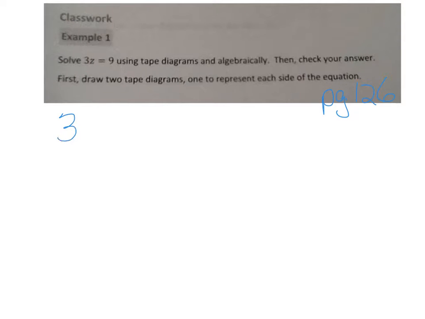Our problem says 3z equals 9. As we take a look at the side of the equation that has the variable, we can see that 3 is multiplying with z. In order to get rid of a multiplication, we need to divide. And we're going to divide by 3 because we know that 3 over 3 equals 1. So we're going to divide this whole side by 3.